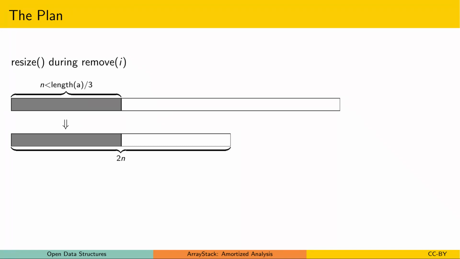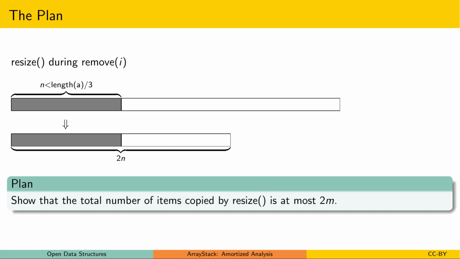So that we can focus on a concrete quantity, our strategy is to study the number of elements copied during all calls to resize. This is good enough, since all the work done in the resize operation is proportional to the number of elements copied. We'll show that during our sequence of M operations, at most 2M elements are copied during all of the calls to resize.